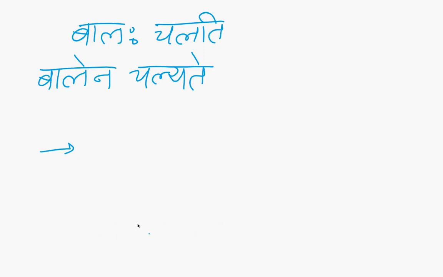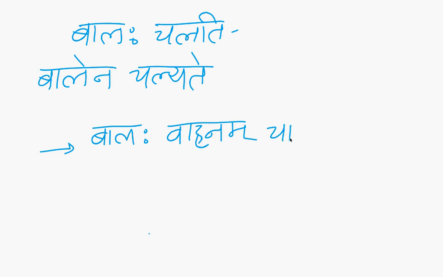Now coming to this example, balah chalati, balena chalyate. Now we know that chalati is okay, that is one. But there are other sentences like balah vahanam chalayati. Chalati is used in this example, chalayati is used in this example. There are two different dhatus. They are not the same dhatu. This chalayati is derived from the chala dhatu.